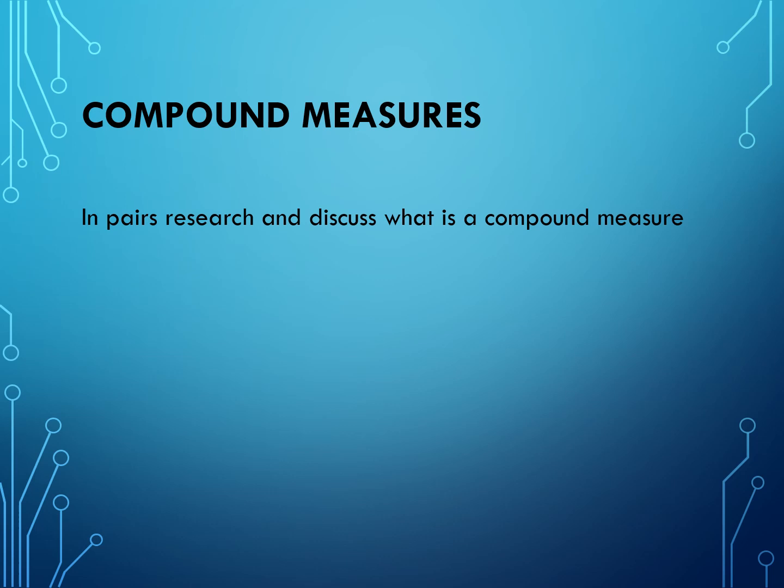Now we move on to compound measures. In pairs, research and discuss what is a compound measure. What do you think compound measures means? Well, compound measures are when two or more different sets of measurements and units are used. So, for example, meters, which is a measurement for distance, used against the seconds of a minute: meters per second. This is an example of compound measures. In order to get more details, I want you to go to the next link.